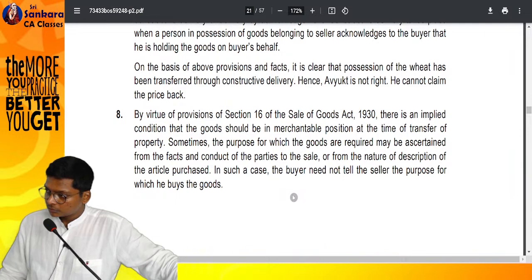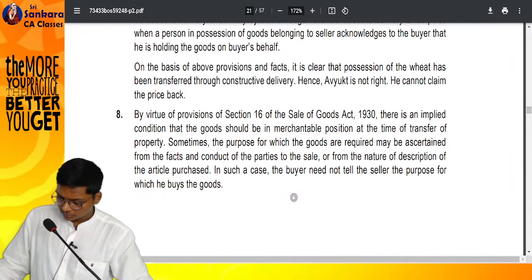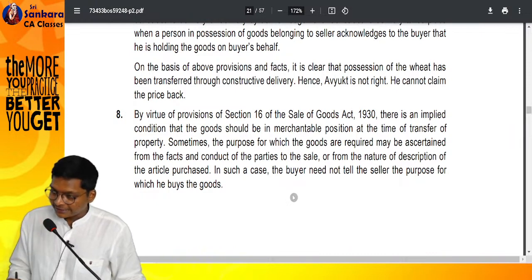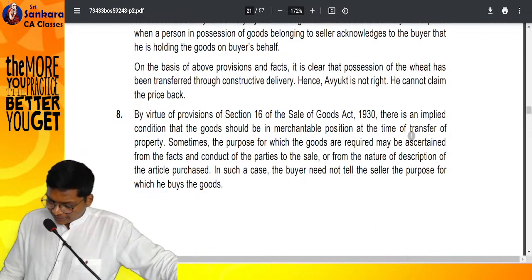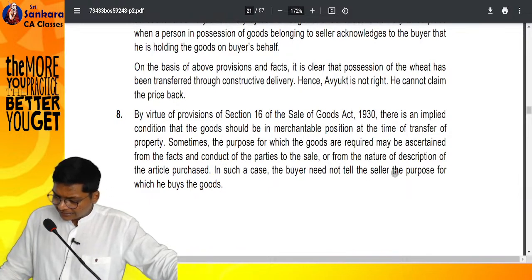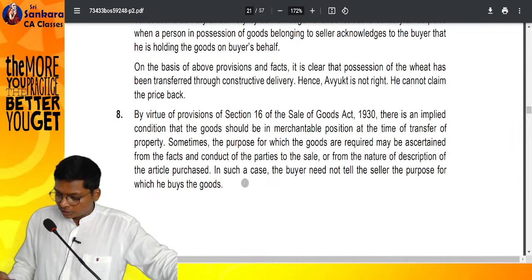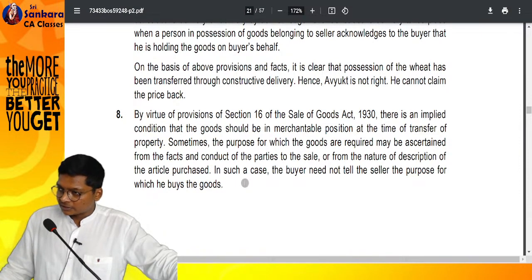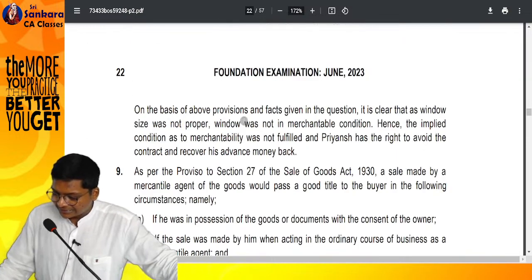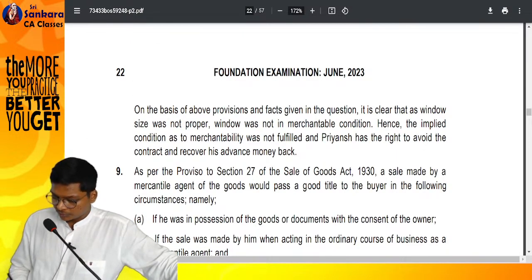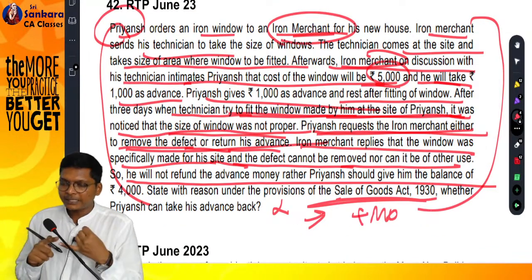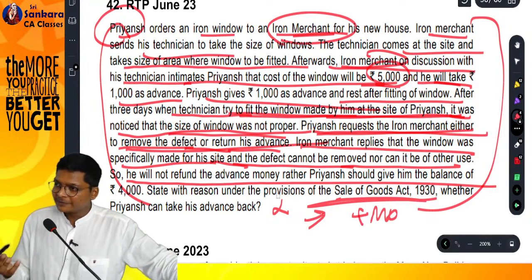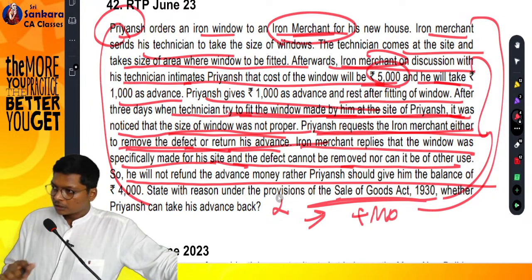Which one? Last line, no? The buyer need not tell the seller; the purpose for which the goods are required may be ascertained from the facts and conduct of the parties to the sale or from the nature of description or article purchased. In such a case, the buyer need not tell the seller the purpose for which he buys the goods. You are saying these wordings are from quality of fitness. Then here the assumption taken is he is dealing only with that specific good. Of course, you can use both the points, merchantable quality and quality of fitness. 100% you can use both. Okay. Clear?